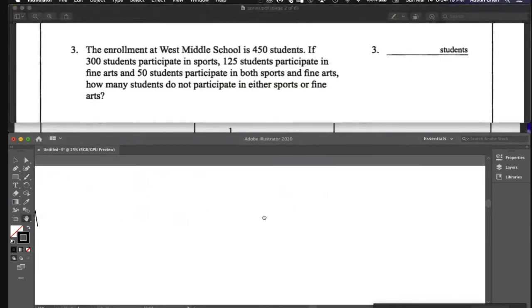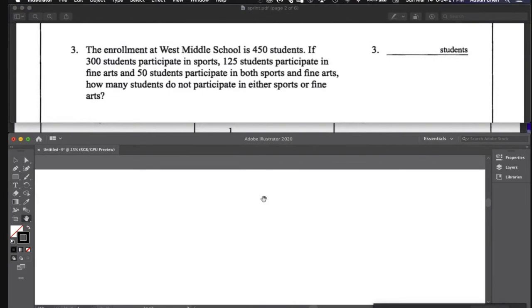Okay, number 3. The enrollment at West Middle School is 450 students. If 300 students participate in sports, 125 students participate in fine arts, and 50 students participate in both sports and fine arts, how many students do not participate in either sports or fine arts?